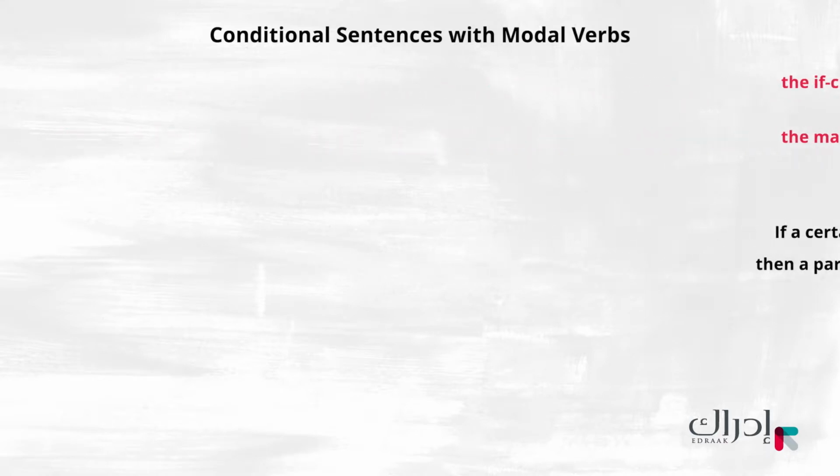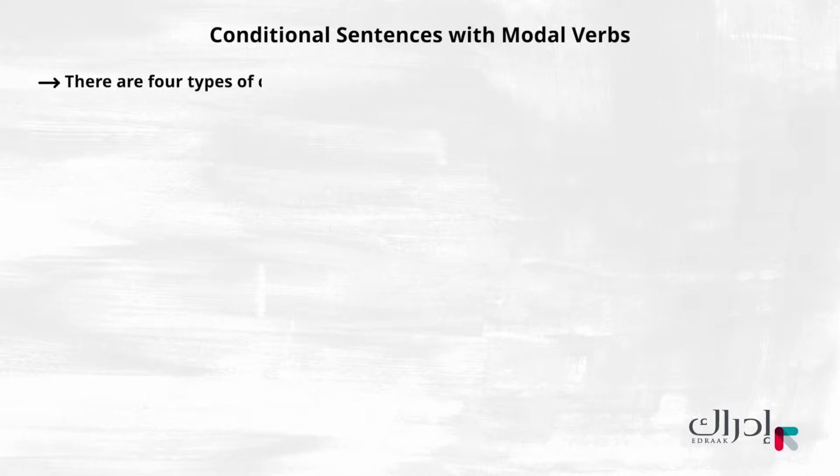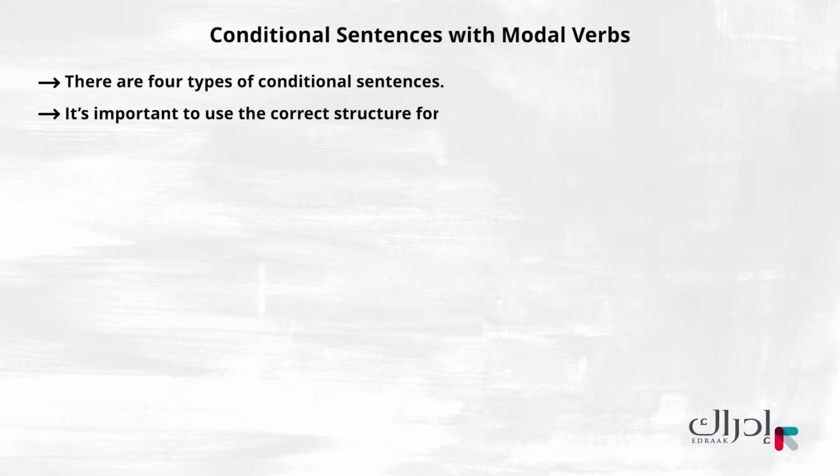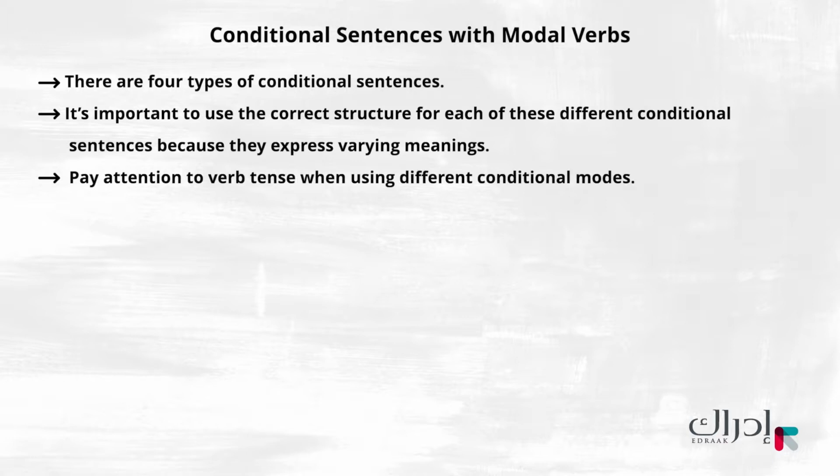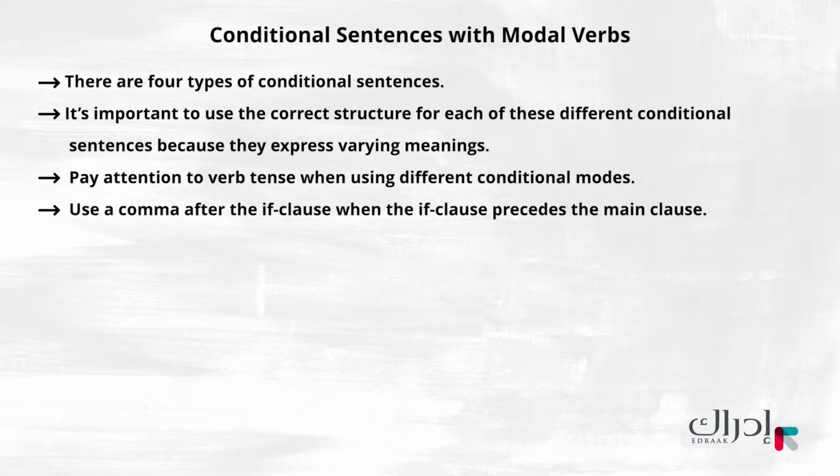Consider the following points. There are four types of conditional sentences. It's important to use the correct structure for each of these different conditional sentences because they express varying meanings. Pay attention to verb tense when using different conditional modes. Use a comma after the if clause when the if clause precedes the main clause.